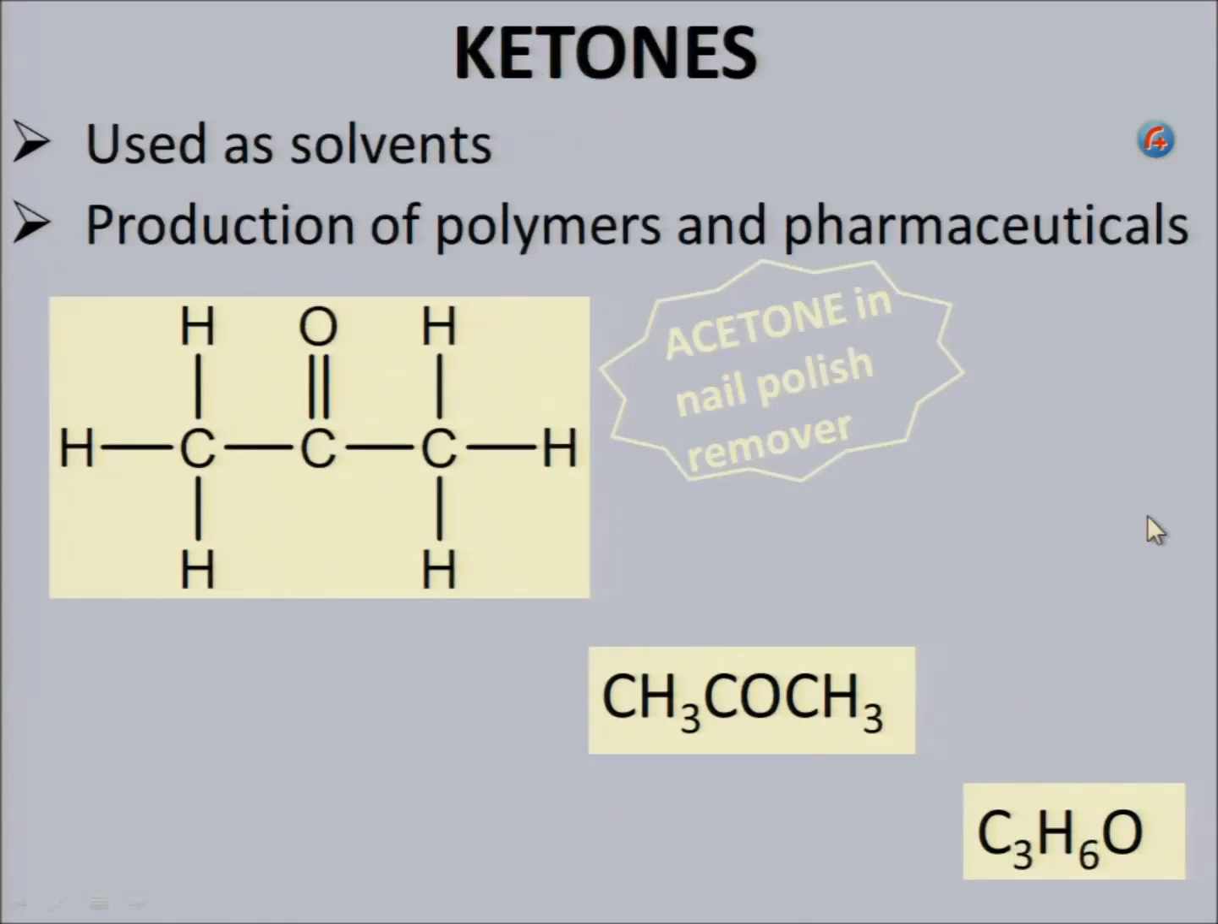Ketones are used as solvents and for the production of polymers and pharmaceuticals. This is acetone, which is in your nail polish remover. Acetone has 3 carbons and there you have your carbonyl group in the middle of the chain. So this is the structural formula, here's your condensed structural formula, and here your clue for a ketone is the CO part in the middle of the chain. And then your molecular formula is just C3H6O.